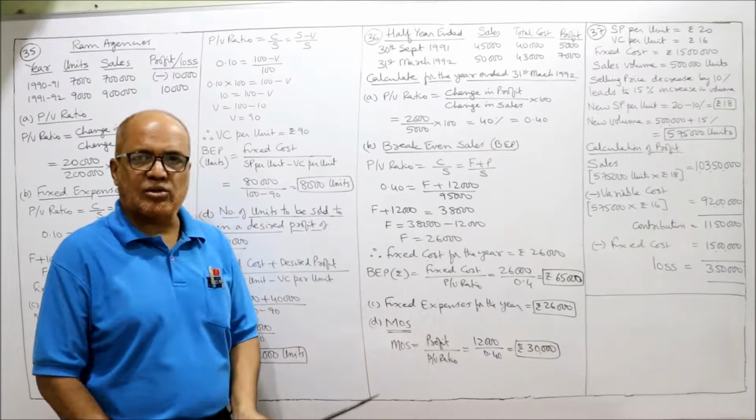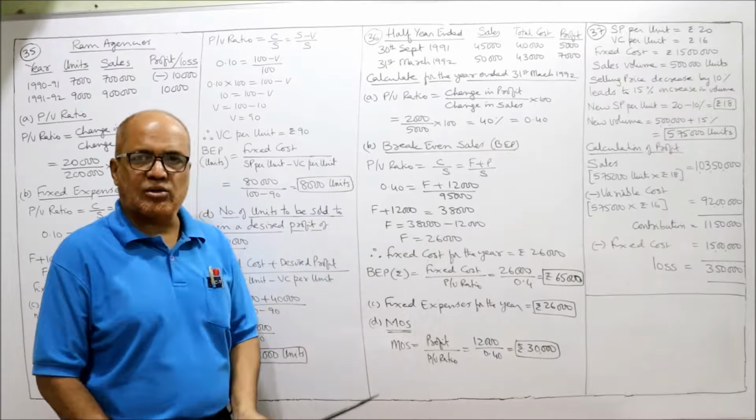Now see the 37th problem. A company making and selling a product has made the following estimates. Selling price per unit 20 rupees, fixed cost 15 lakh a year, variable cost 16 rupees per unit. Sales volume 5 lakh units. So the company has sold 5 lakh units.